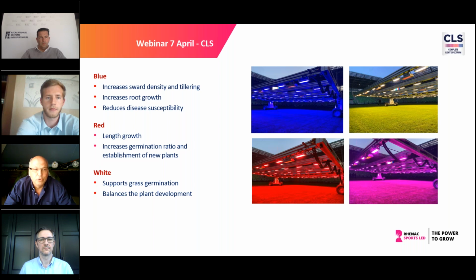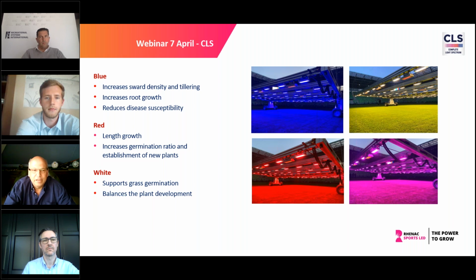ways the plant grows. For example, blue light increases the sward density and tillering. So basically you get a denser pitch, more shear strength. It increases root development. But it also helps in reducing the amount of diseases on the grass, and I'll come back to that later in this presentation.